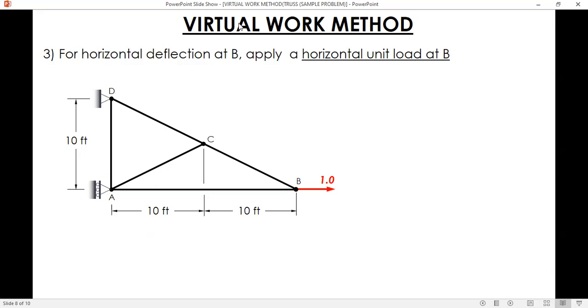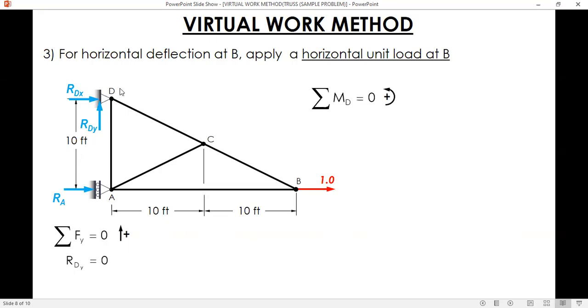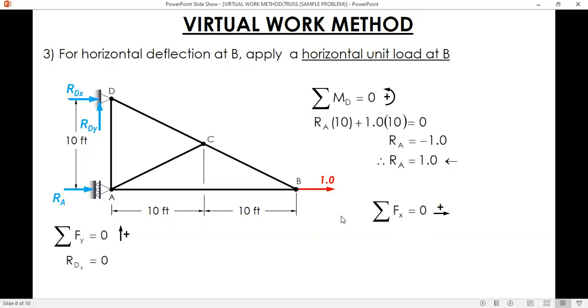Okay, so we start with reactions RA, RDX, RDY. By summing up forces vertically, we only have one vertical force, so RDY is equal to 0. Nothing else balances it, so RDY is 0. Next, summation of moment about D. Here we can solve for RA. RA times 10 plus 1 times 10, therefore RA is negative 1. It means the direction of RA is to the left, because the assumed direction is right. Since it is negative, therefore left.